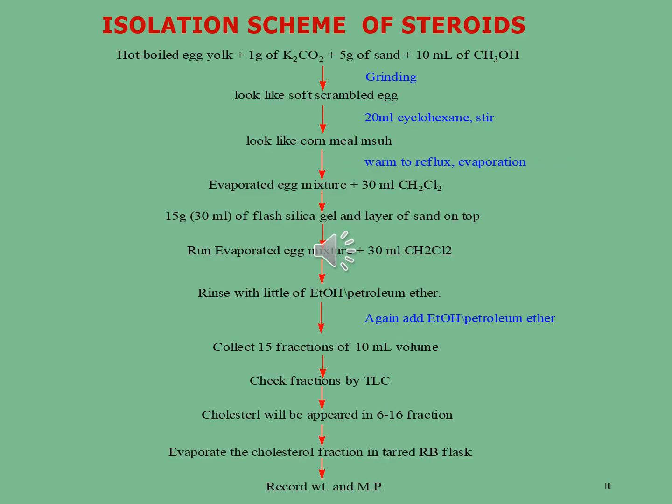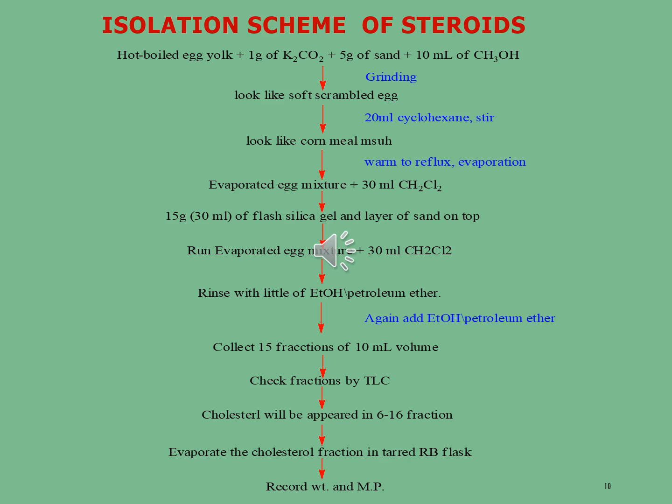Let's see the isolation and purification of steroids. This is the specific method for the extraction and isolation of steroid molecules. In this method, we will take hot boiled egg yolk to which 1 gram of potassium carbonate is added. After that, 5 gram of sand and 10 ml of methanol are added. The whole material is ground and we will get a soft scrambled egg material.